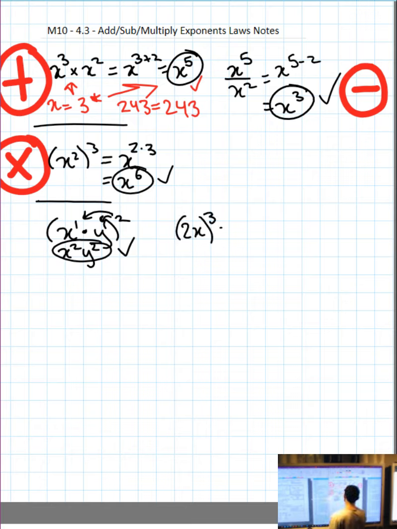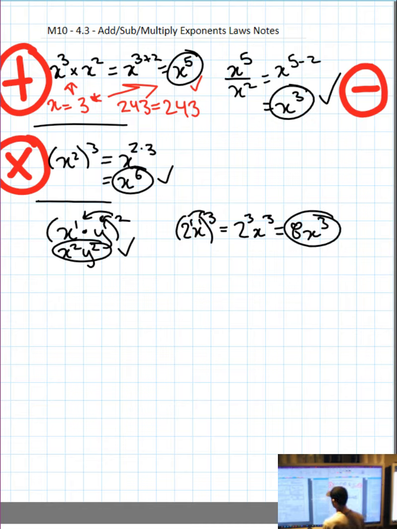Off to the right, 2x all cubed. Well, again, we could use multiplication theory and write out 2x times 2x times 2x, and 2 times 2 times 2 is 8, and x times x times x is x cubed, as you can see in the notes. Or do exponent theory. So the 2 has an exponent of 1, and the x has an exponent of 1. And I'm going to multiply the exponents. So 1 times 3 is 3, so we get 2 cubed. 1 times 3 is 3, so we get x cubed. 2 cubed is 8, x cubed is x cubed. Circle your answer.